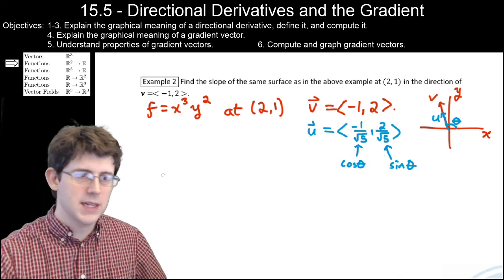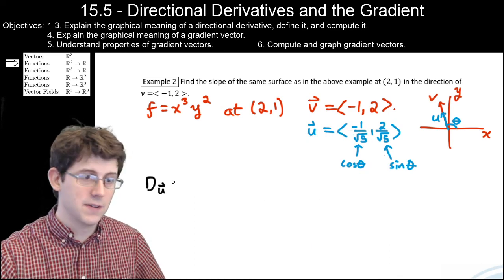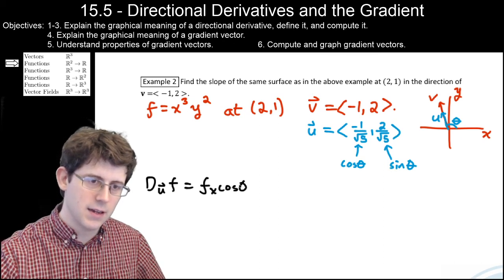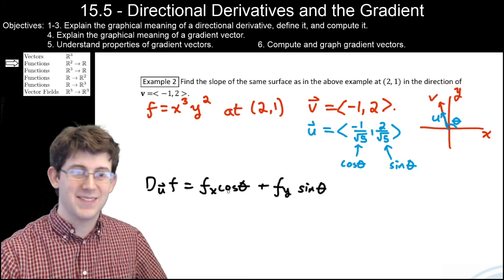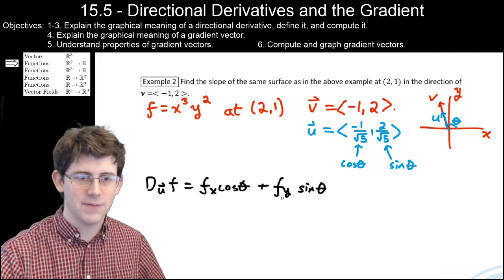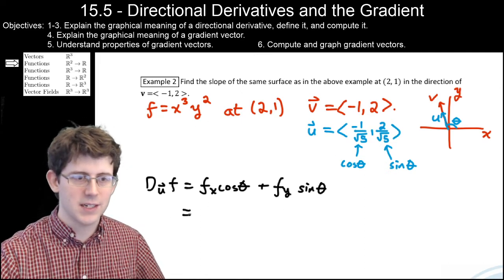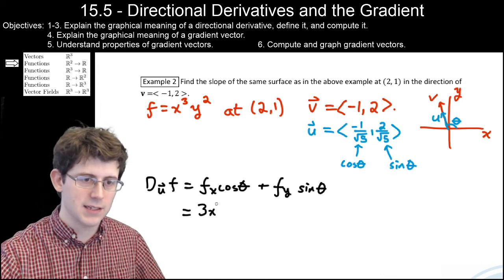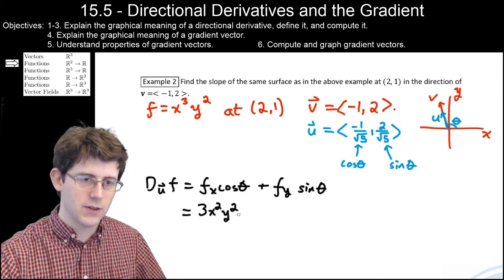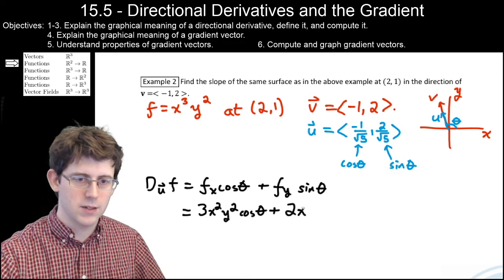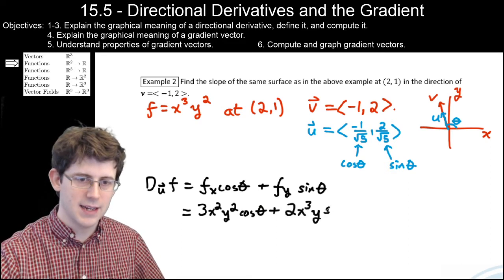So when you pull out the formula, which is that the directional derivative in the direction u is fx cosine theta plus fy sine theta. Well, I've got cosine theta and sine theta ready because I've got a unit vector. Fx and fy, well, I'll have to do a little bit of partial derivative action, but most of the work is done. So fx is 3x squared y squared, cosine theta. Fy is 2x cubed y. And then I have a sine theta.